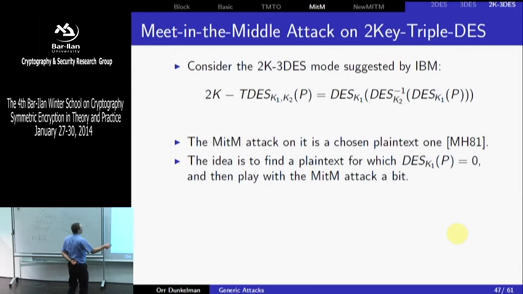This under K1, of this under K2, of this under K1. This is triple encryption with two keys. And it was conjectured to offer you 112 bits of security, because if you do meet in the middle, you construct the table from one side, and from the other side you have to guess two keys in order to find the collision in the table, which takes 2 to the 112, which is what you would expect from a 112-bit key, right?